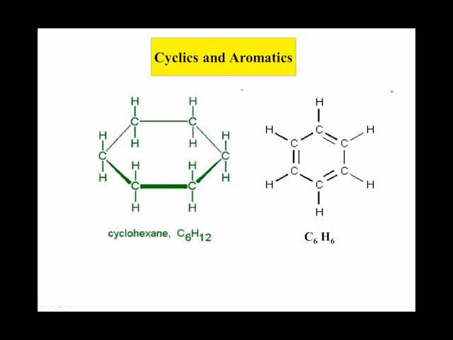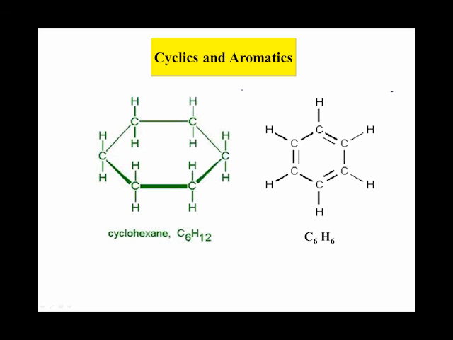Cyclics and aromatics can easily be confused. This is cyclohexane. Cyclohexane means that the 6 carbons that compose it are arranged in a ring, but they don't have alternating double bonds. And of course the formula is different because the double bond that is not accommodated has a hydrogen attached instead. So cyclohexane has twice as many hydrogens as benzene does. But at first glance they look similar because they're both a ring structure.